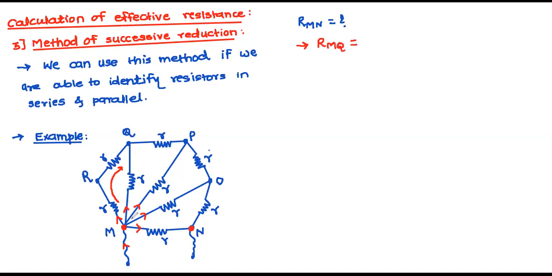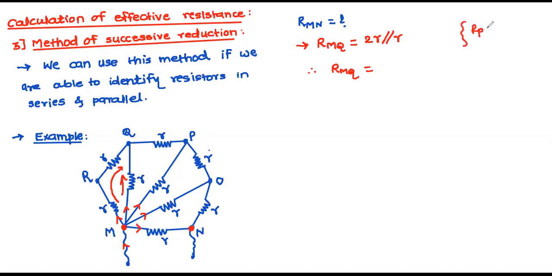So R M Q, what I am doing, see, R M Q is the resistance between M and Q points, right? How much is it? 2R. Why? Because they are in series. So this 2R is in parallel with this R. Yes or not? This and this branch both are in parallel. So this 2R and R are in parallel. Therefore R M Q is equal to how much?